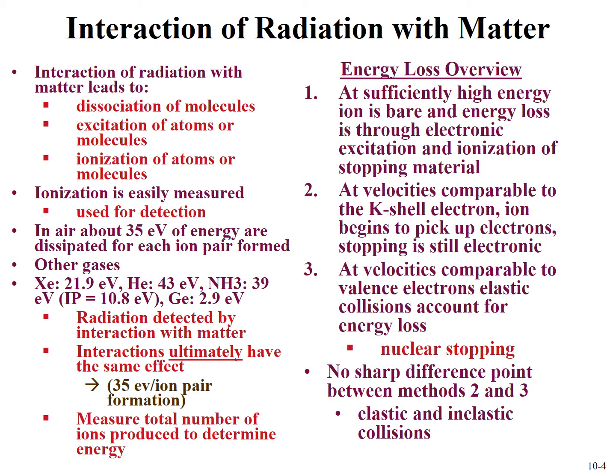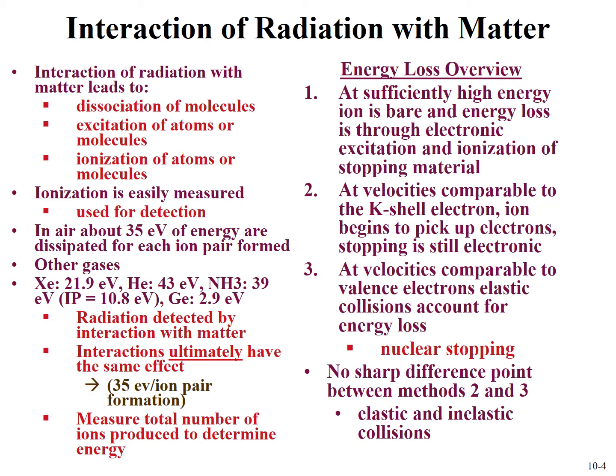The interaction of radiation with matter has some commonalities. Ultimately, they lead to dissociation of molecules, excitation of atoms or molecules, and ionization of atoms or molecules. Fortunately, this ionization is easily measured and is used as a means of detecting radiation. There's a commonality in air. About 35 eV of energy are dissipated for each ion pair formed.